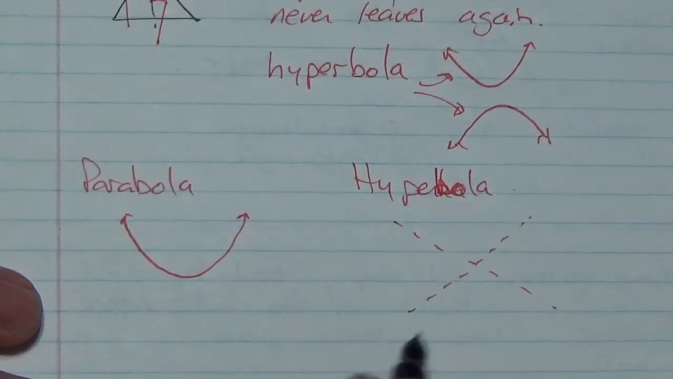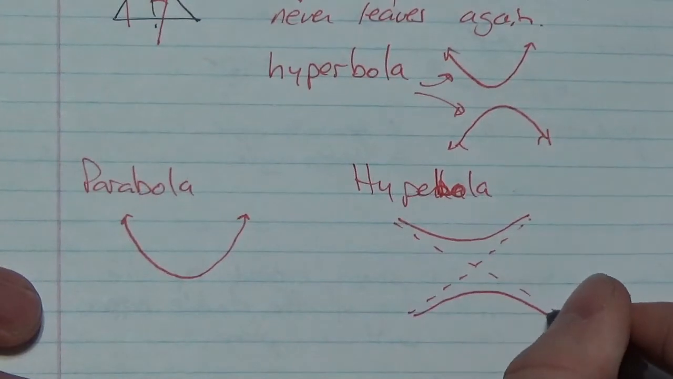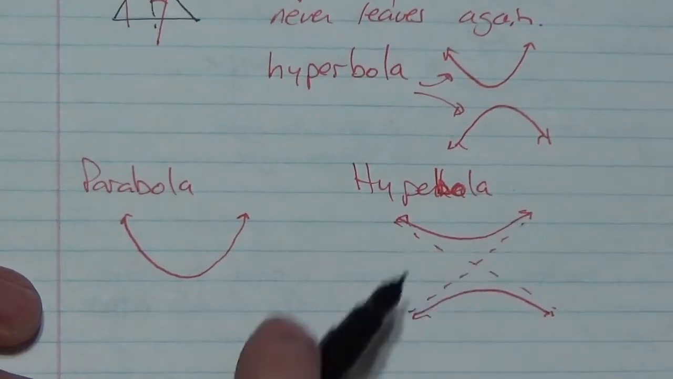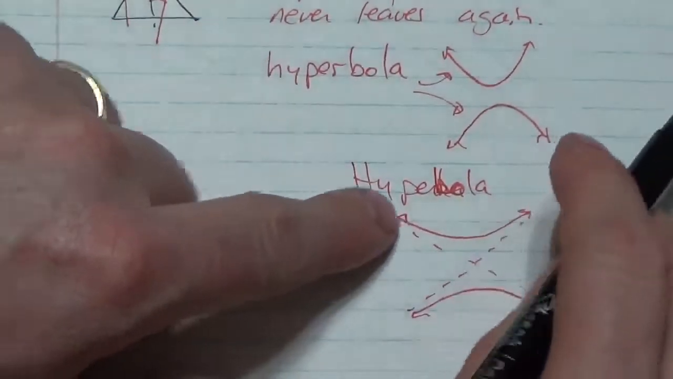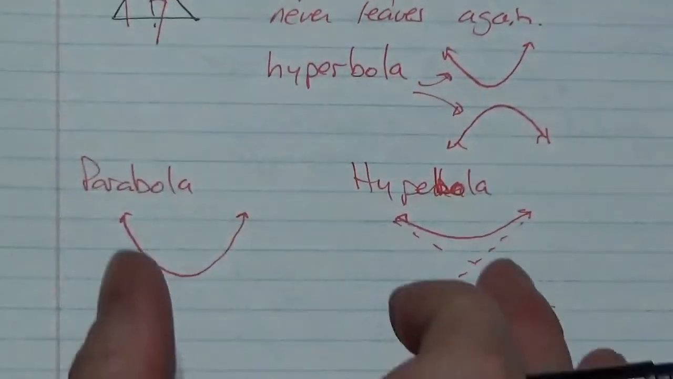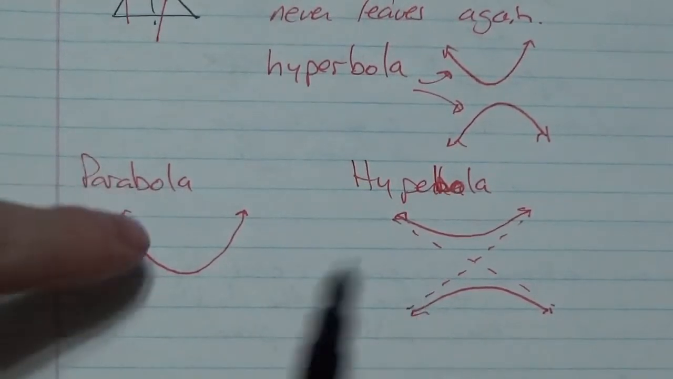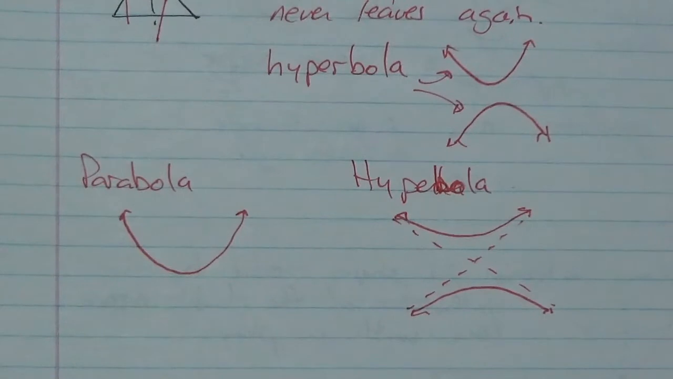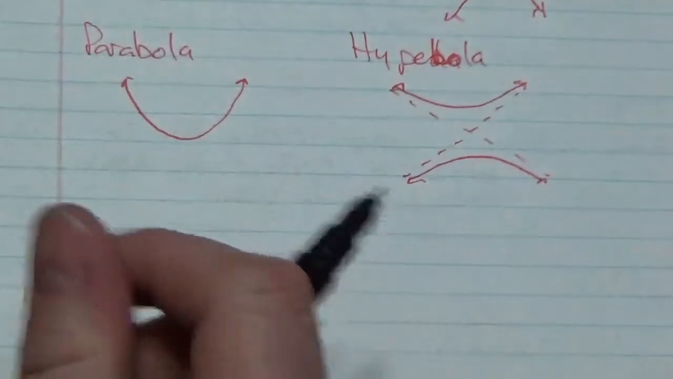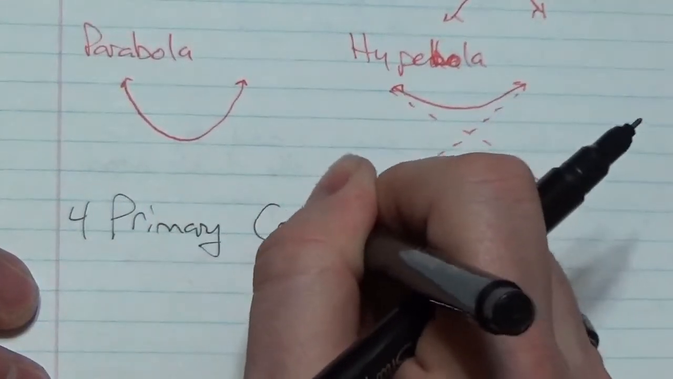Think about two lines that cross. What a hyperbola does is it actually opens up towards these lines. A hyperbola's got two asymptotes, and the further away you go, the more the hyperbola opens up towards these lines. So they are different, but when you're first glancing at them, it's very easy to get those things confused. Anyway, those are our four primary conic sections.